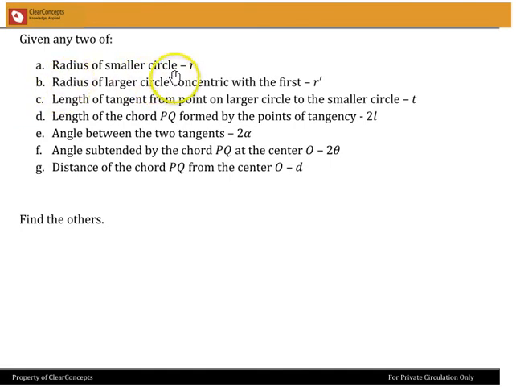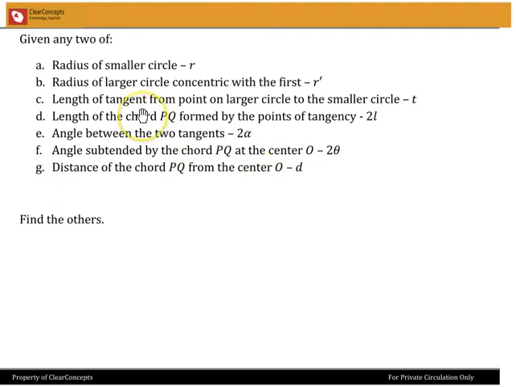The radius of the smaller circle r, the radius of the larger circle which is concentric with the first, let's say that's r dash, the length of the tangent from a point on the larger circle to the smaller circle, let's say that length is t, the length of the chord PQ which is formed by the points of tangency, let's say that length is 2l, the angle between the two tangents, let that be 2 alpha, the angle subtended by the chord PQ at the center O, let that be 2 theta, and let the distance of the chord PQ from the center O be d.